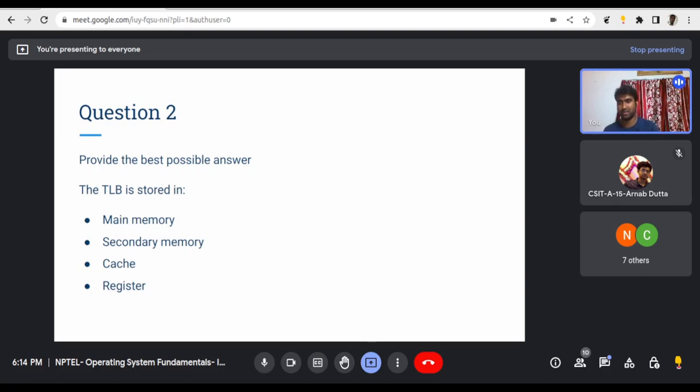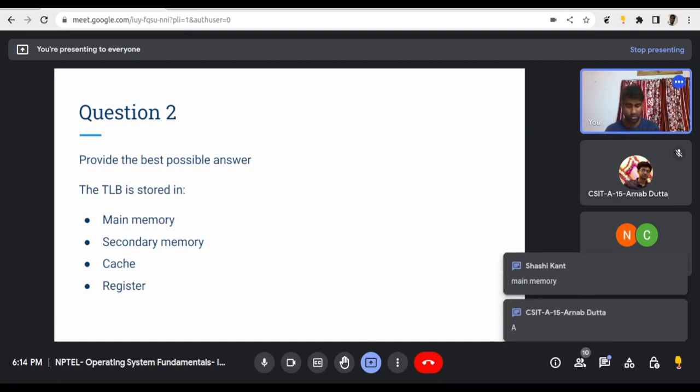So the translation look aside buffer is stored in main memory, secondary memory, cache or register. Anyone would like to contribute? I did not get any answers till now. Okay, I got one answer. I got two answers.